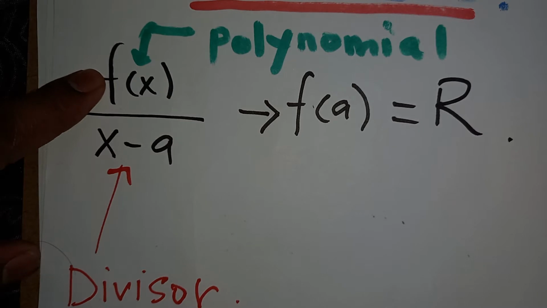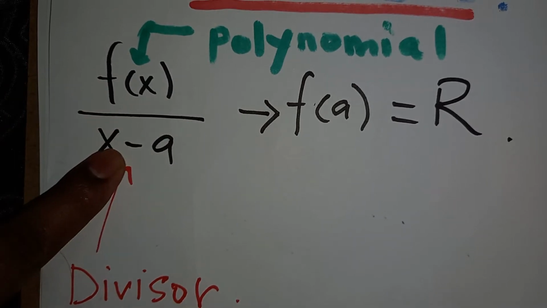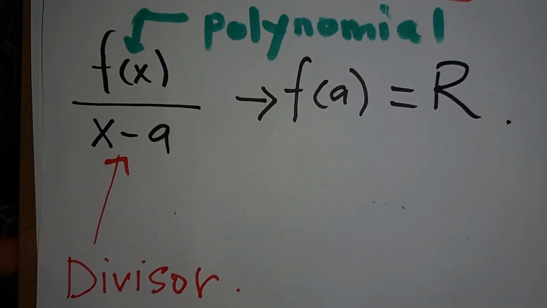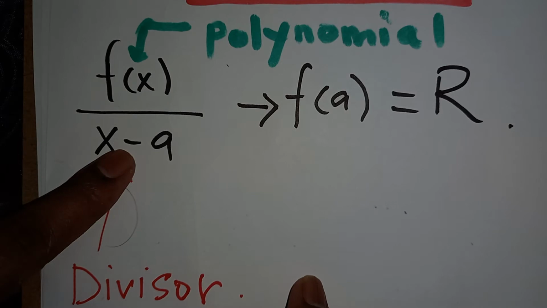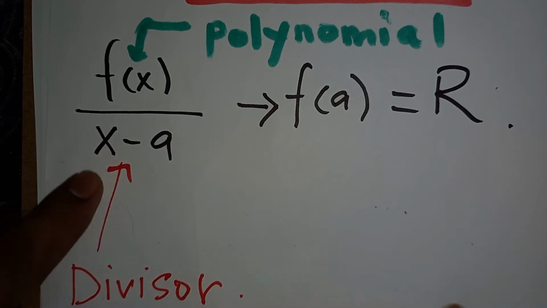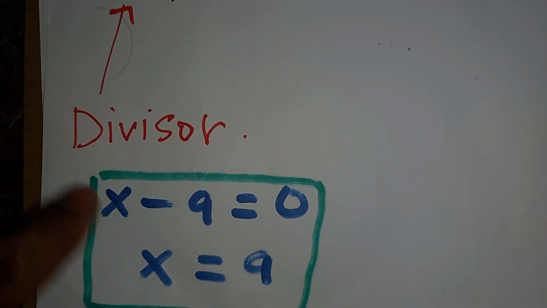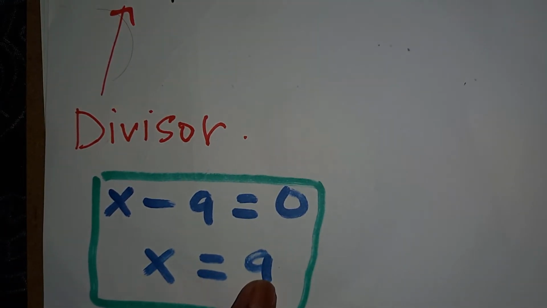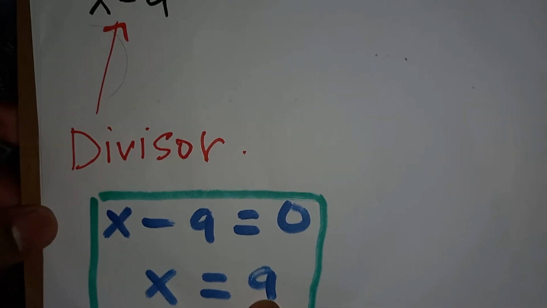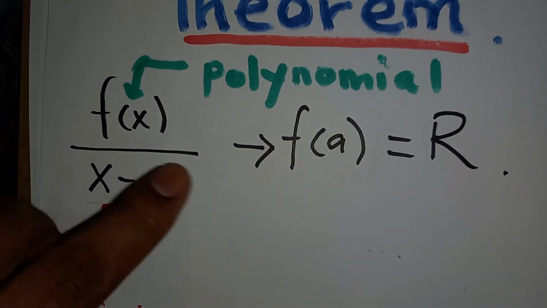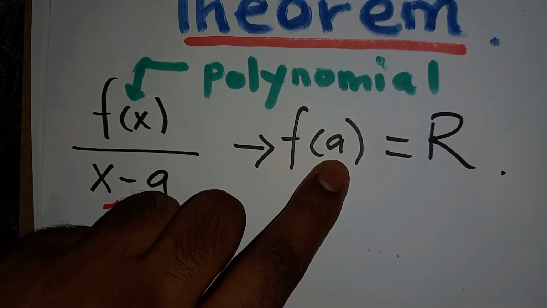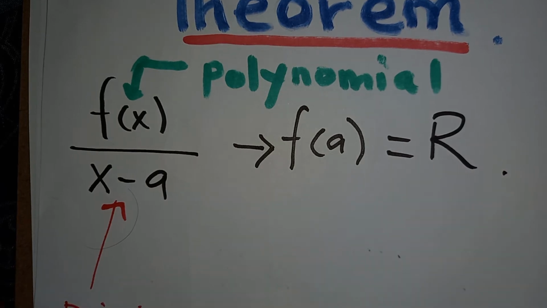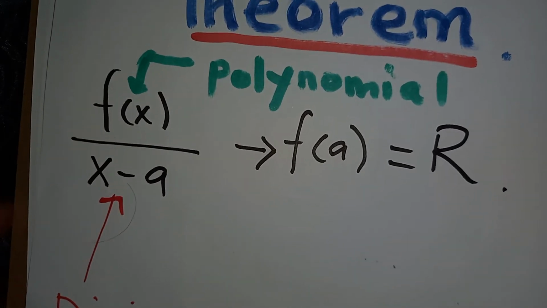Now when this polynomial is divided by this divisor, you will have a value of a from here. That value of a is found by setting the divisor equal to 0 and then solving for x. Then you substitute this value of a back into your polynomial function, and whatever result you get is the remainder. So this is the general form.